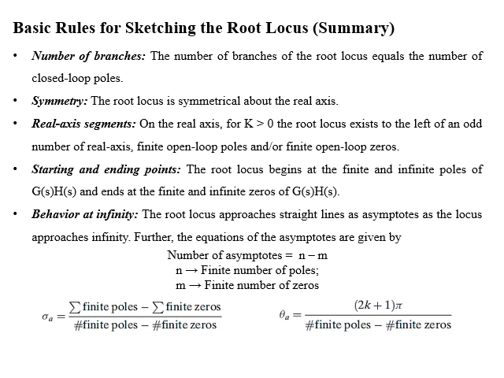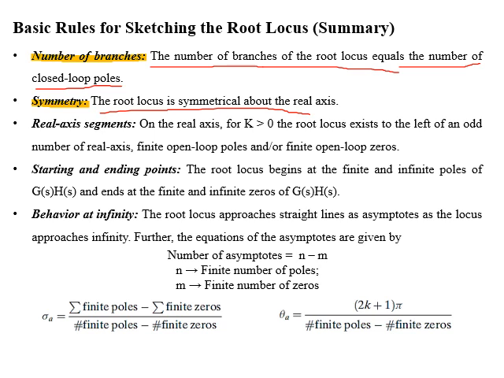Dear students, now we will revise the basic rules used in sketching of root locus. First one is the number of branches. The number of branches of the root locus equals the number of closed loop poles. Second rule is symmetry. The root locus will be symmetrical about the real axis.